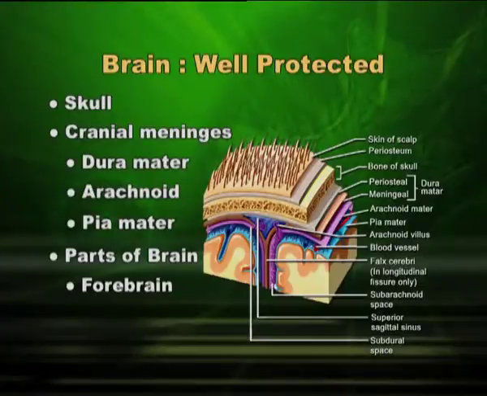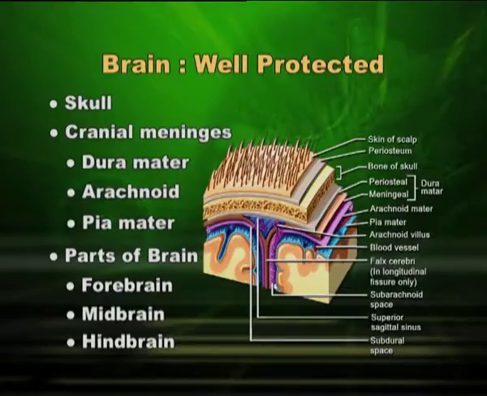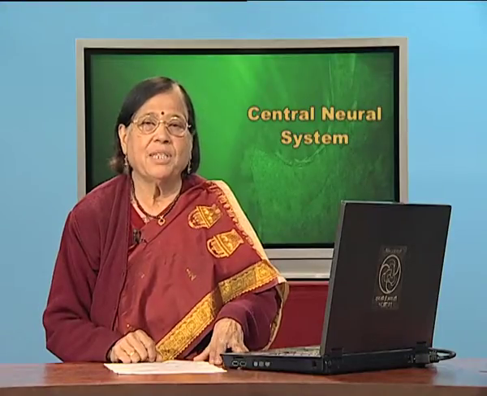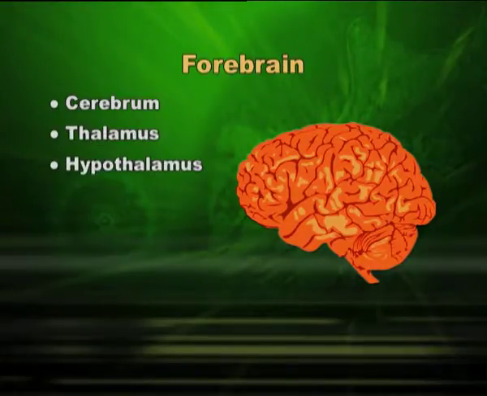Our brain, which is a very specialized structure, is divided into three parts: forebrain, midbrain and hindbrain. In fact, these divisions we have made in order to understand the brain structure in a nice way. The forebrain is a very important part, and by and large the greatest part of the brain. It has the cerebrum, thalamus and hypothalamus.